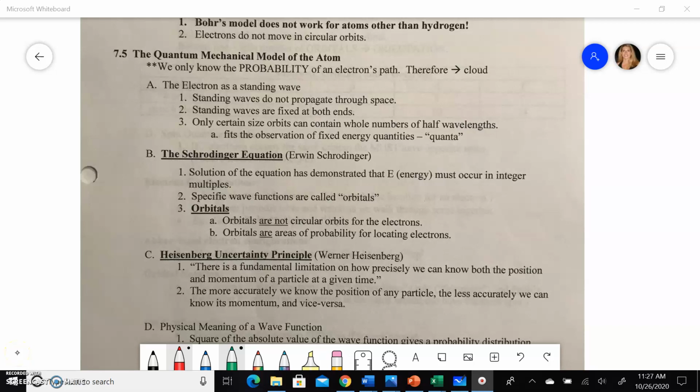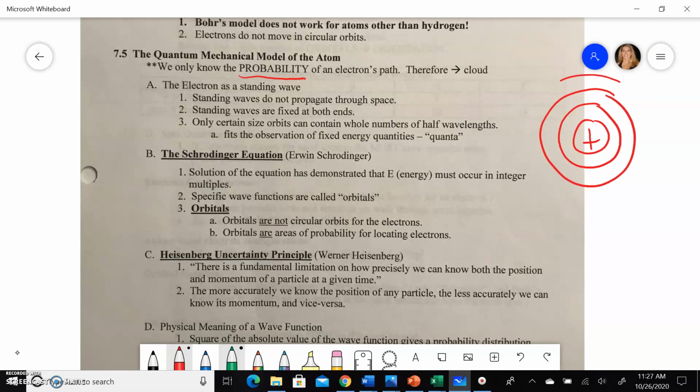Today we're going to continue chapter 7 and go into a little bit more detail about the structure of an atom. The first thing I want to highlight when we talk about the structure of an atom is this word probability. When we draw pictures of an atom, a lot of times we draw them like this because that's the easiest way to draw them, but that's not actually what we think the atoms look like.